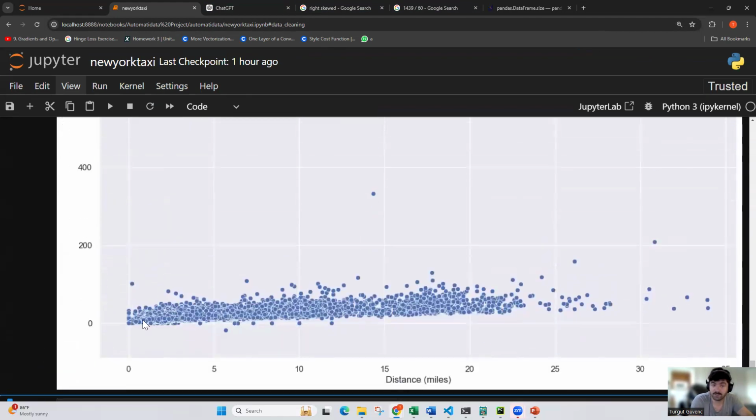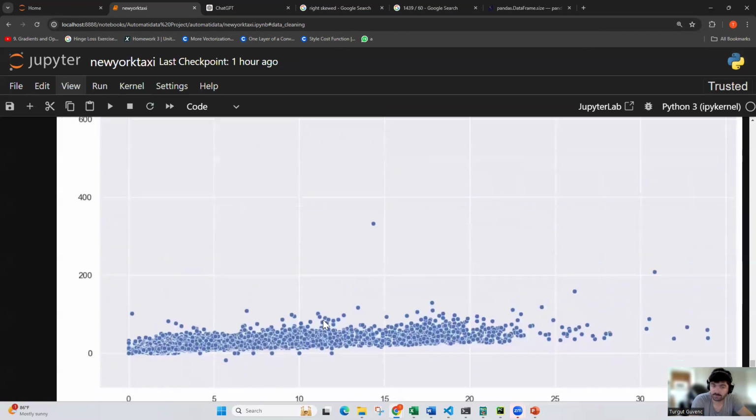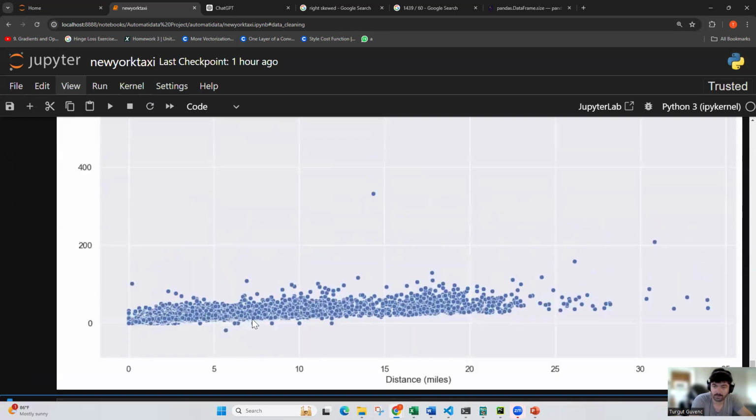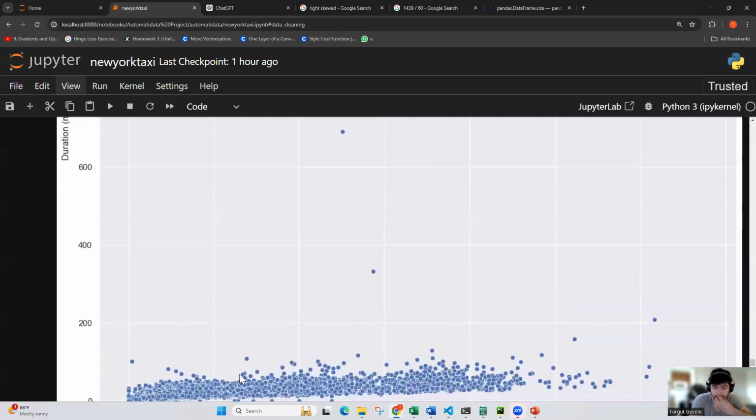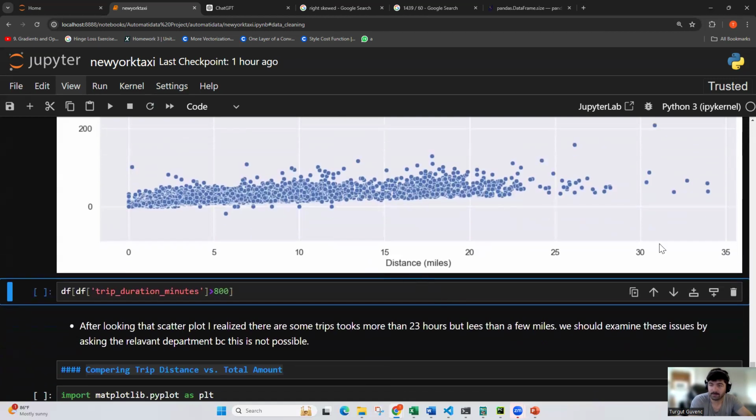Otherwise, as we can see, with trip distance, if the distance increases, the duration increases too. Not really a strong relationship, but as far as I understand, distance and duration are not increasing dramatically. Probably you are picking up in very busy areas and you are just getting rid of the traffic, right? That might be a reason.